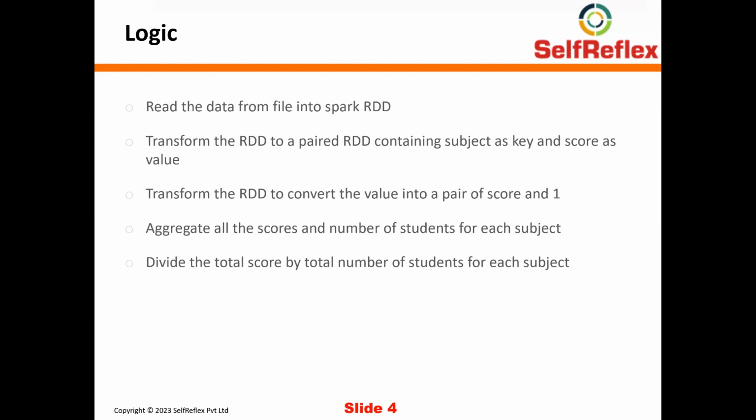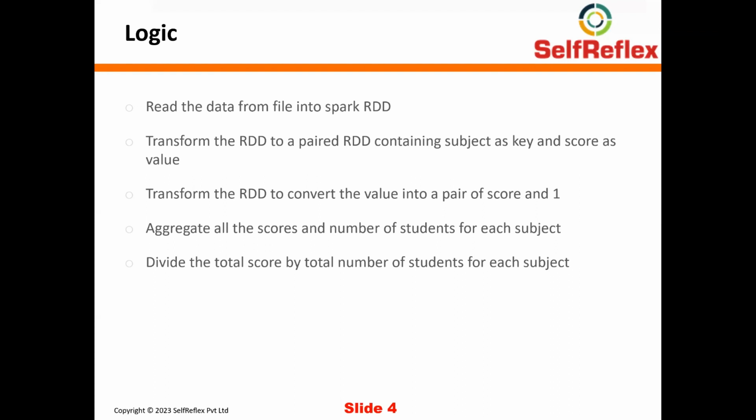Once you transform this RDD into a paired RDD with key as the subject and value as the score, then you are going to transform this RDD into another RDD where your key is the subject and value will again be an object, a tuple, where it will have the score and a value of 1. The reason we are going to do this is so that when we add these two elements of the tuple separately.